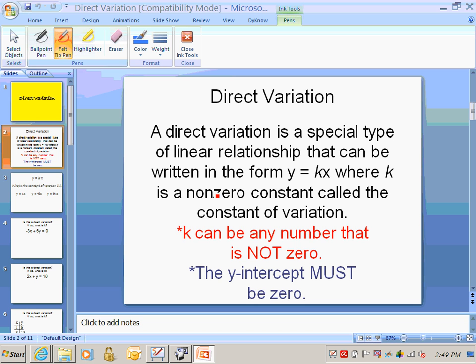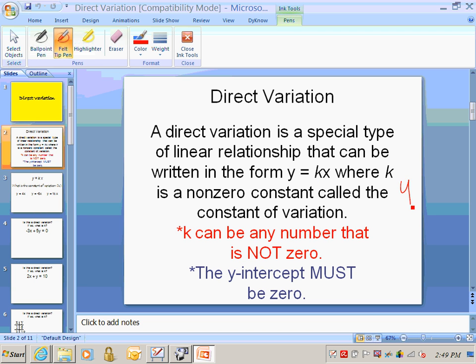Okay, and if we think about that, if k was 0, would the x exist? No, so it can't be 0. And that k is called the constant of variation. So this equation, y equals kx, is linear. It's a lot like mx plus b.